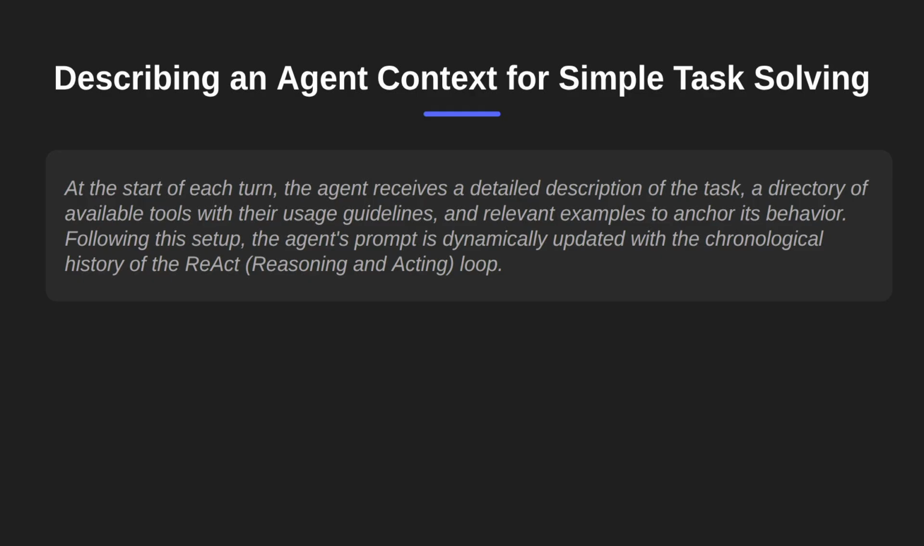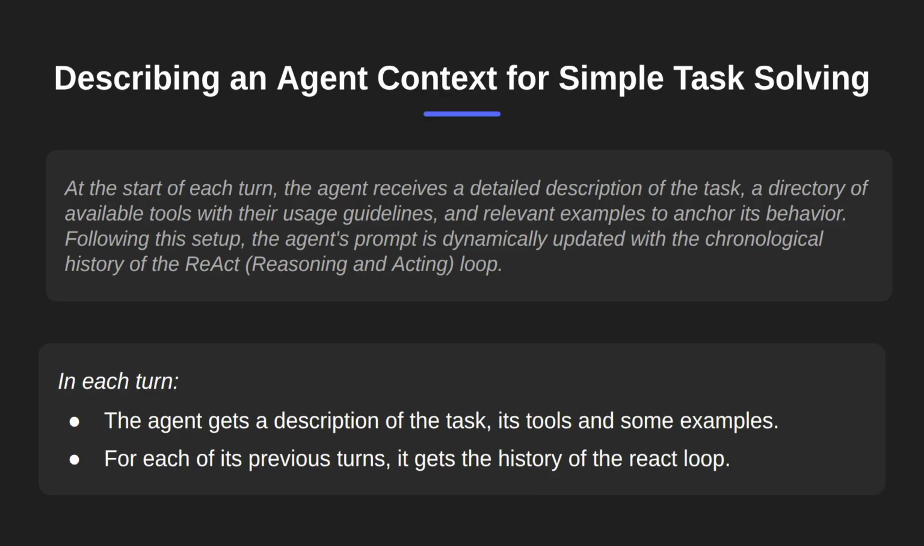So we all build agents here, and a critical part of them is the context. So let's say we want to describe an agent context for an agent whose task it is to solve simple coding and reasoning tasks. Here we have a textual description of such an agent, written the same way it would appear in a paper. So at the start of each turn, the agent receives a detailed description of the task, a directory of available tools with their usage guidelines, and relevant examples to anchor its behavior. Following this setup, the agent's prompt is dynamically updated with the chronological history of the ReAct loop. This is a little much, so let's organize it. Essentially, in each turn, the agent gets a description of the task, its tools, and some examples. For each of its previous turns, it gets the history of the ReAct loop.